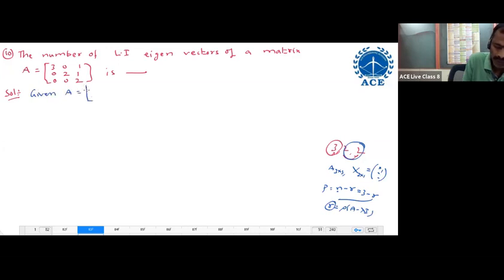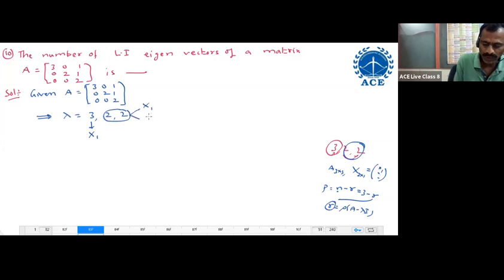Given A equal to [3 0 1; 0 2 1; 0 0 2], which implies the eigenvalues are lambda equal to 3, 2, 2. 3 is different from the others. Corresponding to this different eigenvalue, we get one eigenvector. Corresponding to the twice-repeated eigenvalue 2, we may get one independent eigenvector or we may get 2 independent.